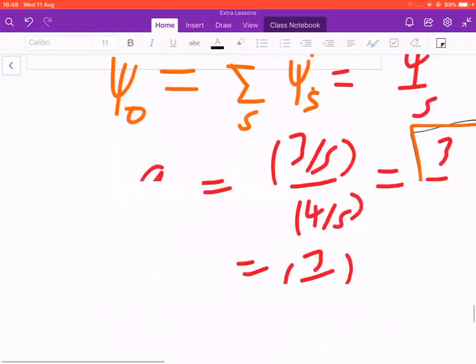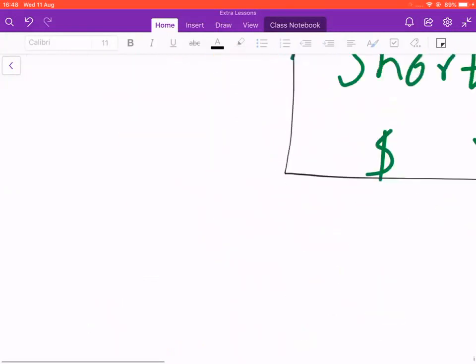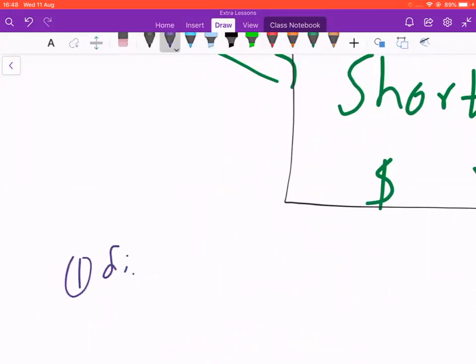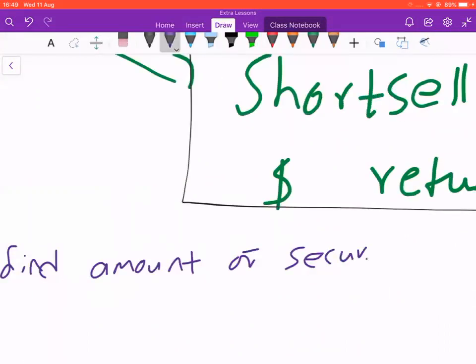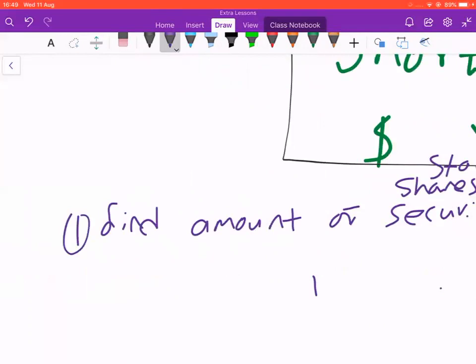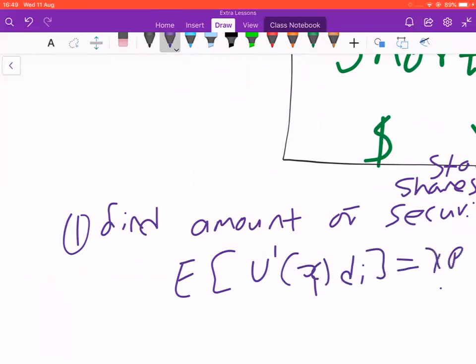So if the question is about finding the amount of asset, the amount of security or shares, the amount of shares or stock, then you're going to use the one where you have the expectation of X times D_i equals lambda P_i, as well as the sum of wealth and P. You will have to use this equation, right?